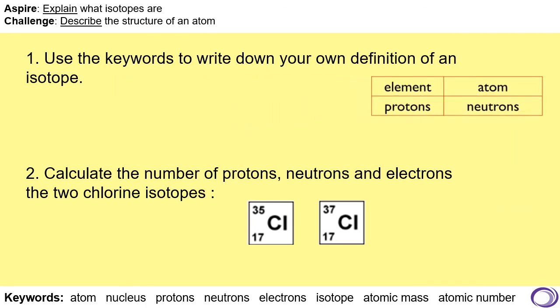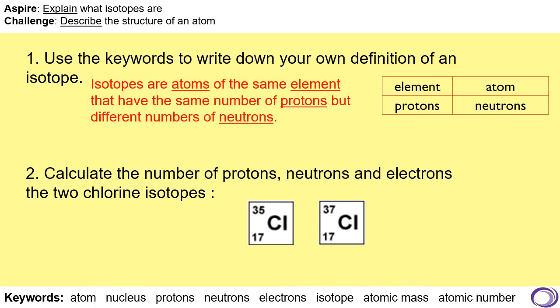So let's see how you did there then. So for the definition of an isotope, you might have written something like, isotopes are atoms of the same element that have the same number of protons but different numbers of neutrons. And then for your calculation of the protons, neutrons, and electrons for the two chlorine isotopes, so chlorine 35 has got 17 protons, 18 neutrons, and 17 electrons, whereas chlorine 37 has got 17 protons still, 20 neutrons this time, and still 17 electrons. So correct what you've done, or give yourselves a tick if you got that right.